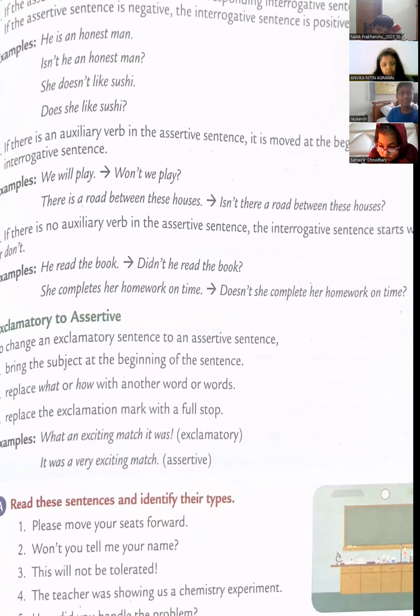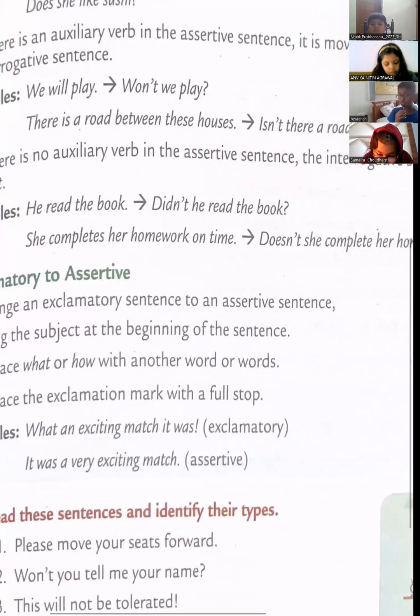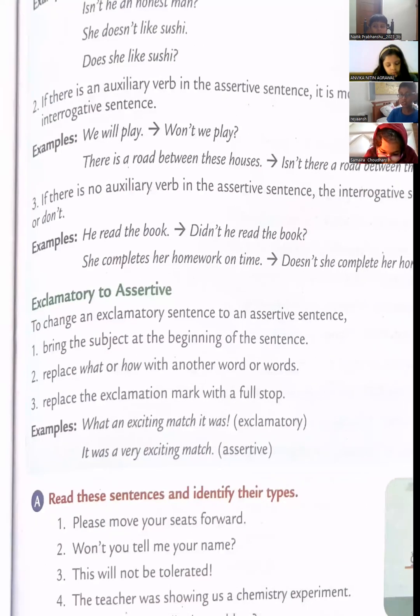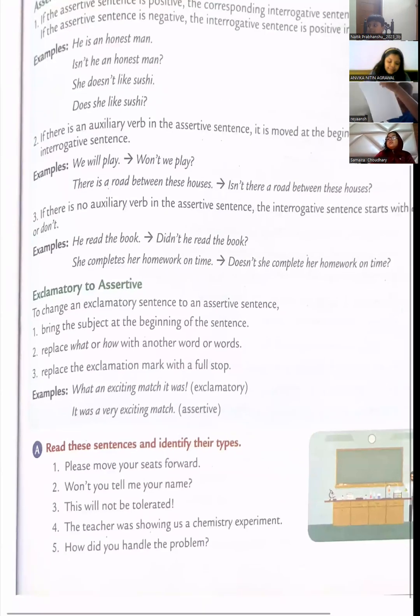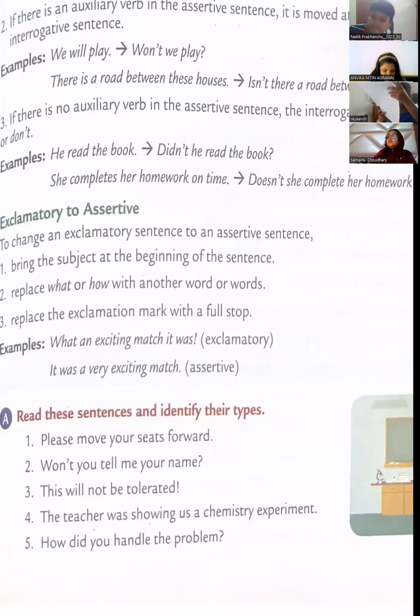Now you will see that it feels like very is needed, because you have already emphasized that you are extremely excited about it. So when you are very excited, a lot excited, you use very, right? So when you make that sentence into assertive, don't forget to write very there. What an exciting match it was is exclamatory, you have to convert it into assertive. Now, 1, 2, 3, 4, 5, we will do right now.